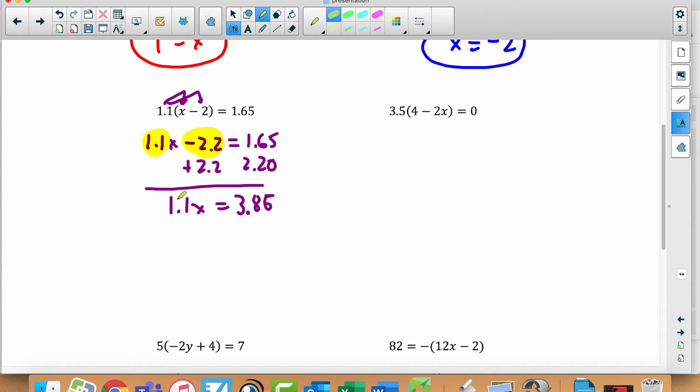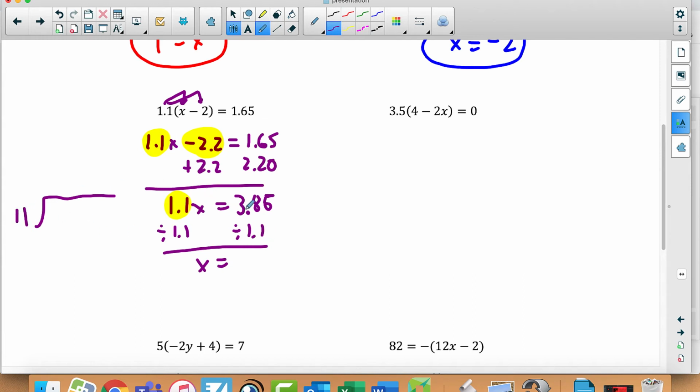We still need to get rid of this 1.1, and that's 1.1 times x. So we will divide by 1.1 and divide by 1.1. I love long division, so I'm going to long divide. Now remember, when we long divide, you do not want the number out front to have a decimal. So we're going to move the decimal over one spot and give us 11, which means we also need to move the decimal over one spot here and get 38.5. Decimal moves straight up.